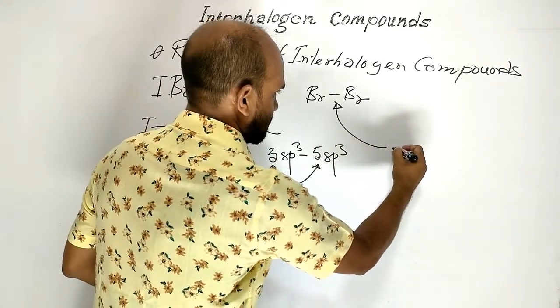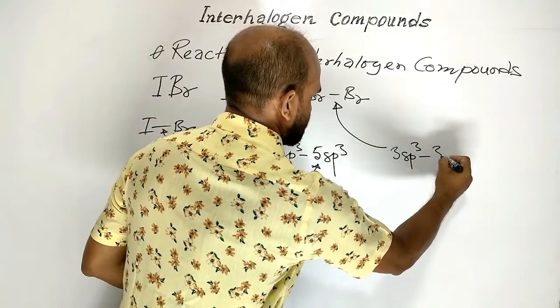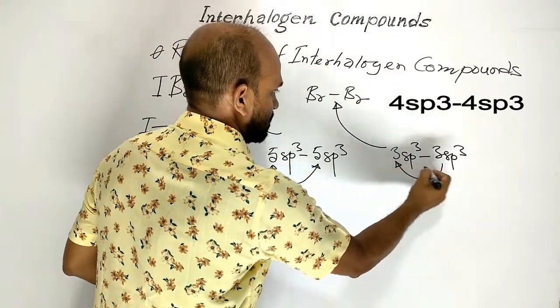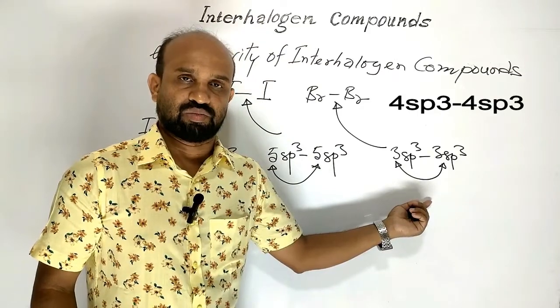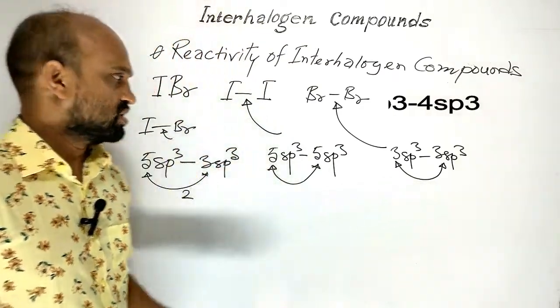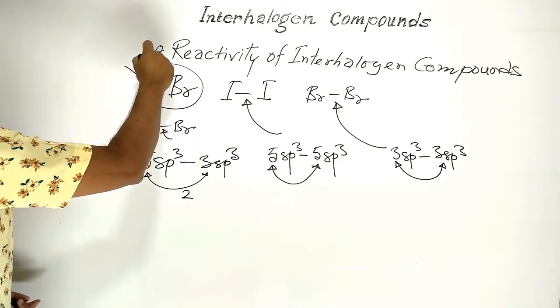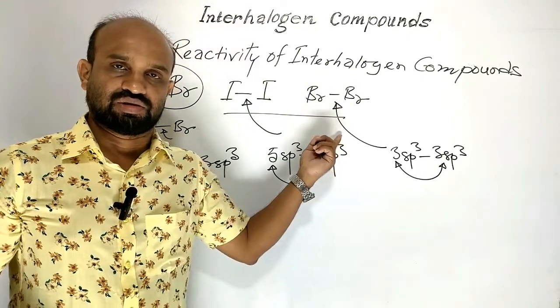Similarly, here we see that this bond is formed between two orbitals. Those are a 3sp3 hybrid orbital and a 3sp3 hybrid orbital. So here as well, there is no difference in principal quantum number. That is why interhalogen compounds are more reactive than individual halogens.